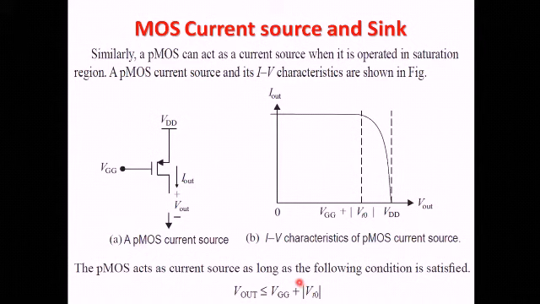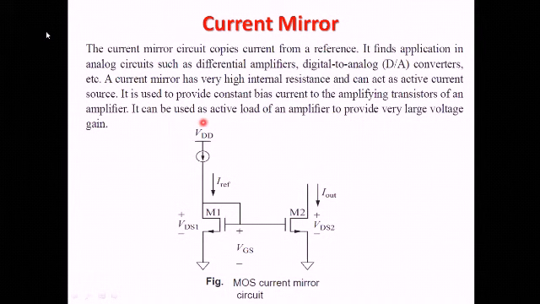Now let us move to the current mirror. Now see, the current mirror circuit copies current from a reference. It finds application in analog circuits such as differential amplifiers, digital to analog or DA converters, etc. A current mirror has very high internal resistance and can act as an active current source.